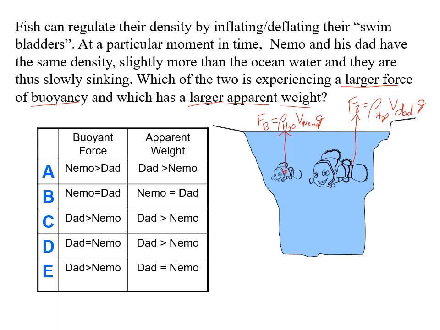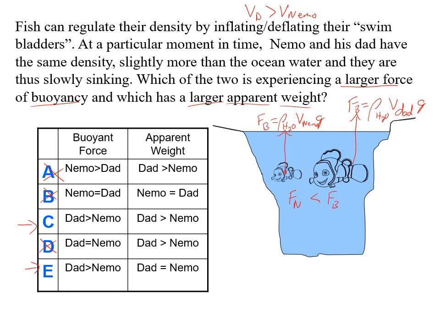The dad is bigger, so we know that the volume of the dad is greater than the volume of Nemo, and therefore the buoyant force for the father is going to be greater than the buoyant force for Nemo. So the buoyant force for the father is greater than the buoyant force for Nemo. Nemo's is not greater than the dad's, and not equal to the dad's, so it's either got to be C or E.